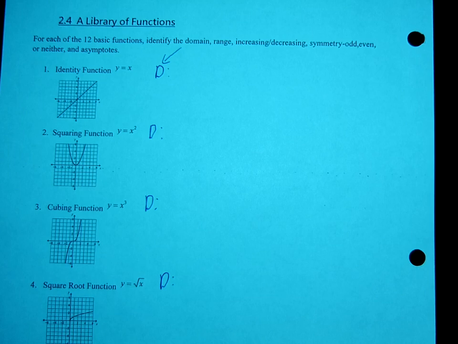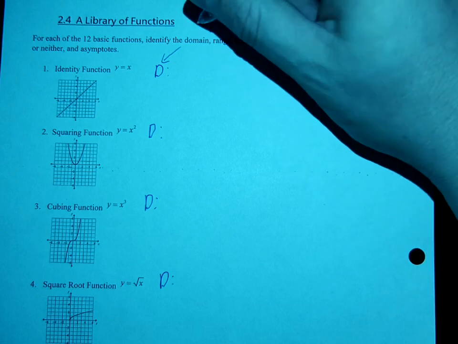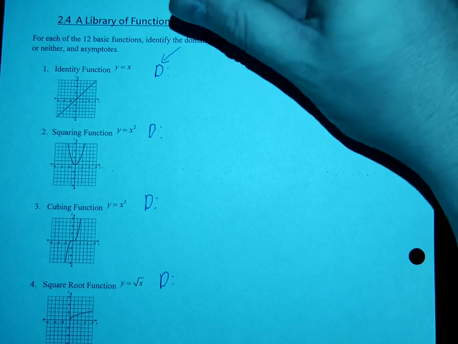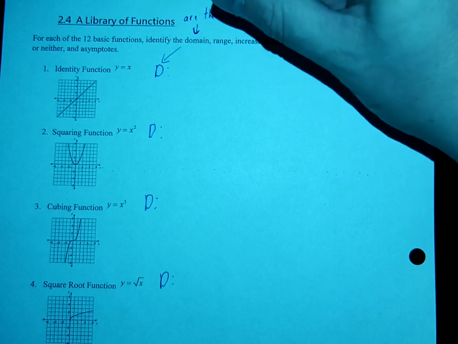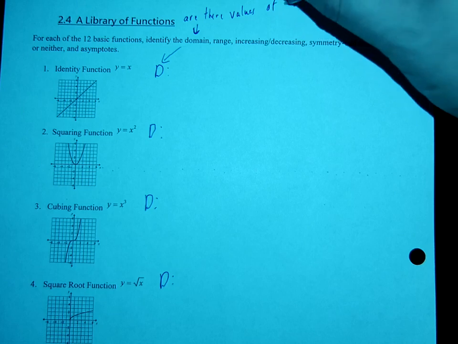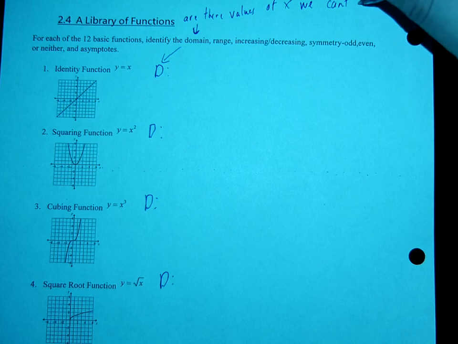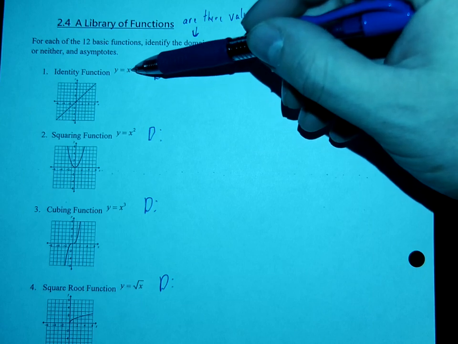So D. Domain is the values that x can possibly be. So are there limits to x? What this means is, are there possible values of x that you cannot use? In other words, is there some real number that you cannot substitute in for x to receive a y value? So we're looking at the first function here.